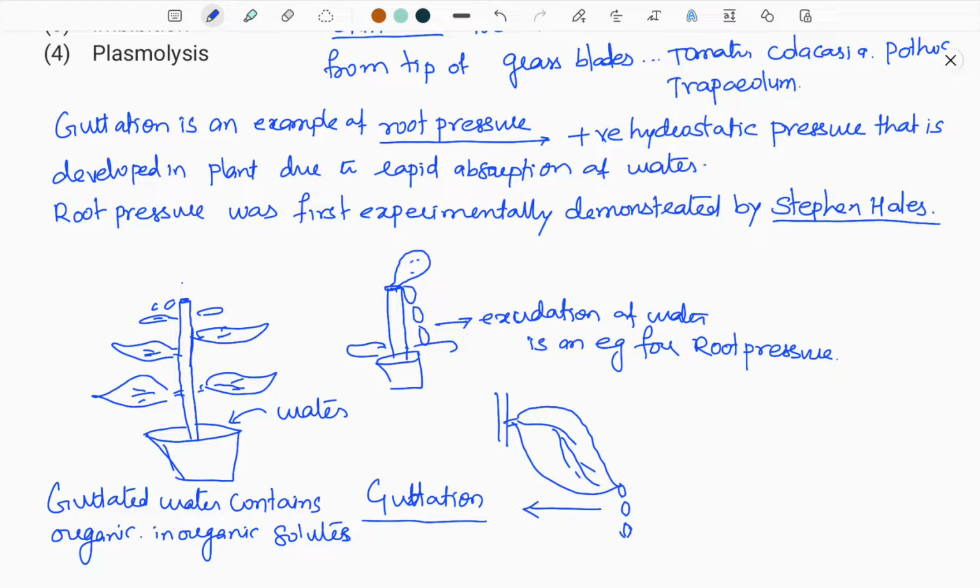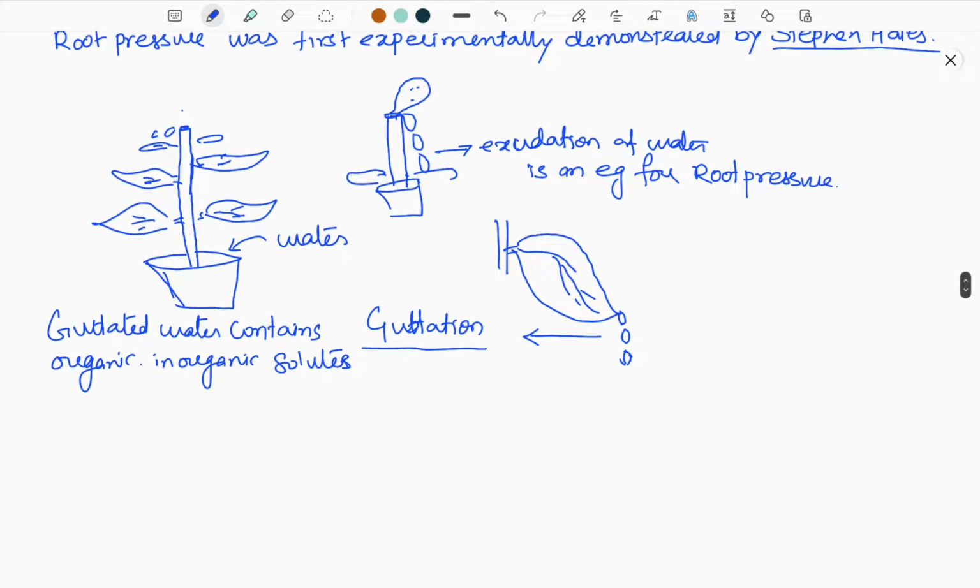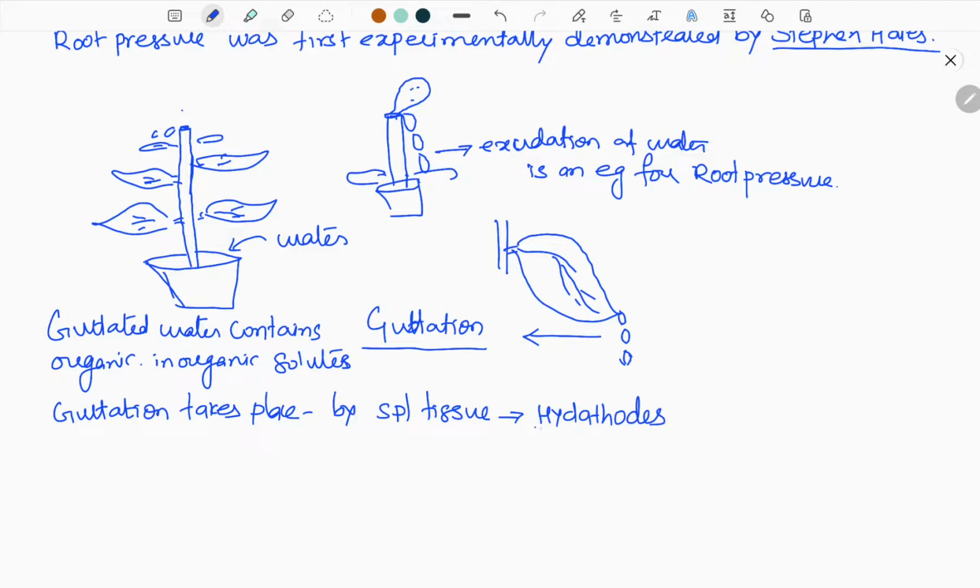And one more interesting thing is that the guttation takes place by hydathodes. Guttation takes place by special tissue. Guttation takes place by special tissue that is called as hydathodes. Remember, hydathodes.